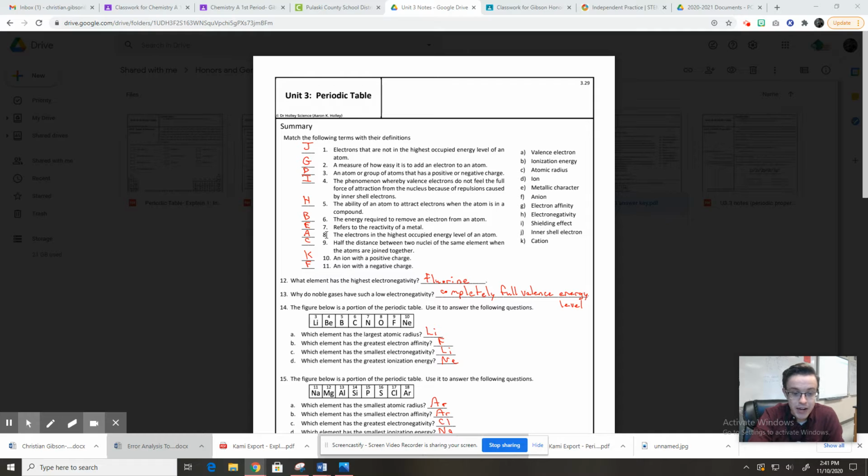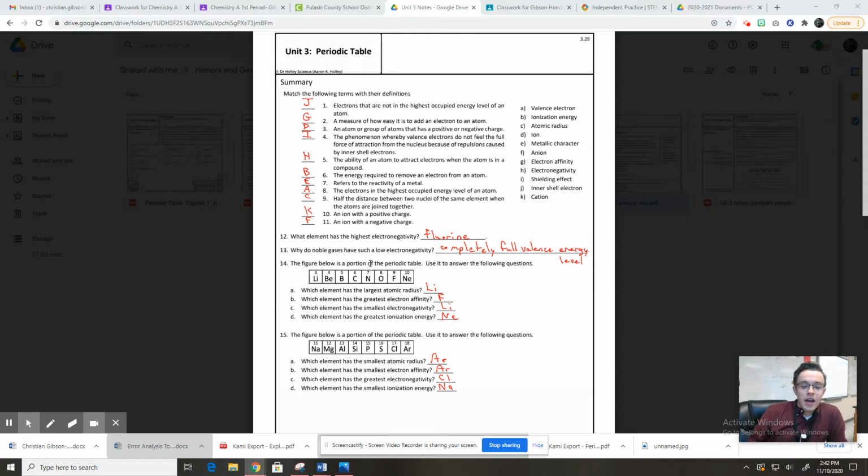Okay. Number eight, the electrons in the highest energy level, you guys should know this by heart by now, that would be the valence electrons. Valence electrons are electrons in the outermost or highest energy level. Okay. Number nine, half the distance between two nuclei of the same element when the atoms are joined together is called the atomic radius. And then number 10 and 11, you can have an ion with a positive charge, and that's called a cation, or you can have an ion with a negative charge, and that's called an anion.